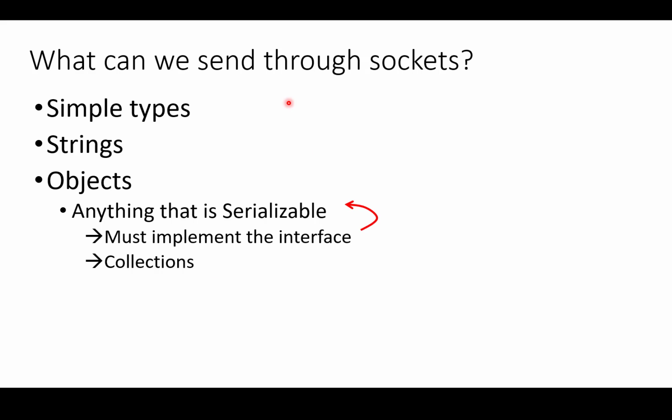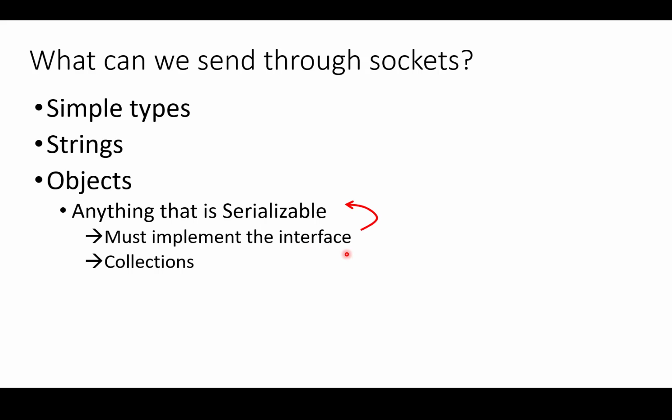In the previous video, we only sent strings. I just sent a string through the sockets, the object streams. But we can send many different things. We can send primitive types, we can send strings that we saw, and we can send actual objects. So anything that is serializable, meaning that it must implement the Serializable interface, we can send that type of object.